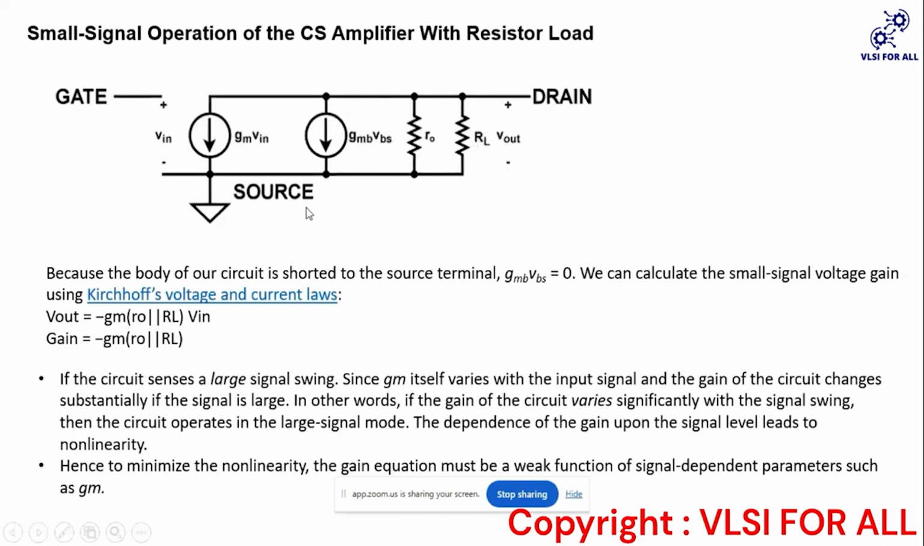So how will we find the gain? The current, which is gm times V in, is going through r0 parallel to RL. So the current going through r0 parallel to RL, into this resistance, will give the output, right? So what is V out? V out will be minus gm times r0 parallel to RL times V in, and gain will be V out upon V in, that is minus gm times r0 parallel to RL, right?